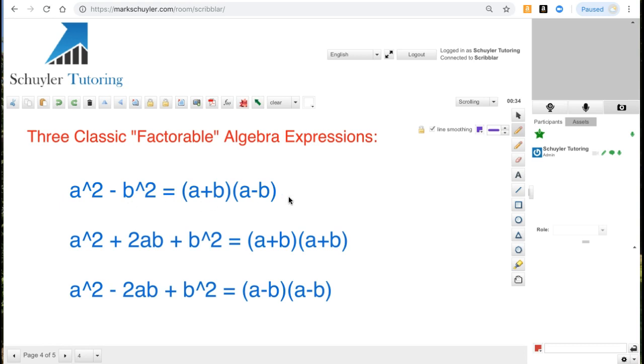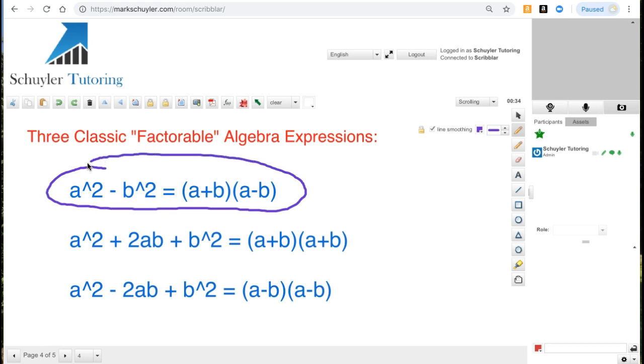Here we go. This is the really important one. It's the one we've been practicing. Once again, it's called the difference of two perfect squares. But there are 2 other classic factorable expressions. I alluded to these in the very beginning of the video.